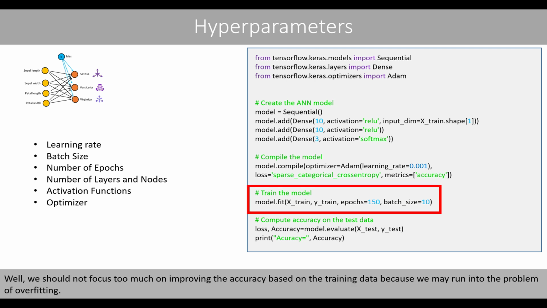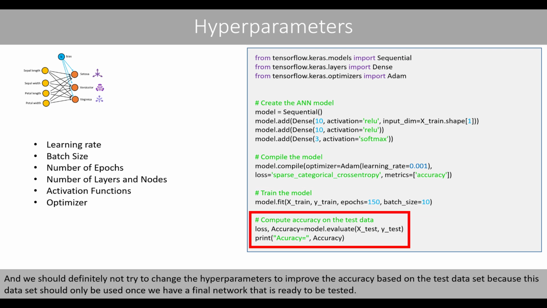Well, we should not focus too much on improving the accuracy based on the training data, because we may run into the problem of overfitting. And we should definitely not try to change the hyperparameters to improve the accuracy based on the test dataset, because this dataset should only be used once we have the final network that is ready to be tested.